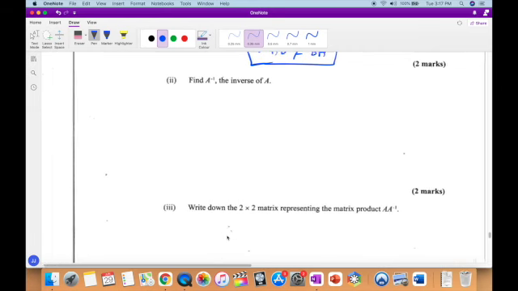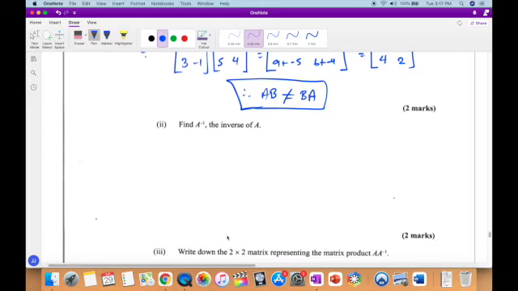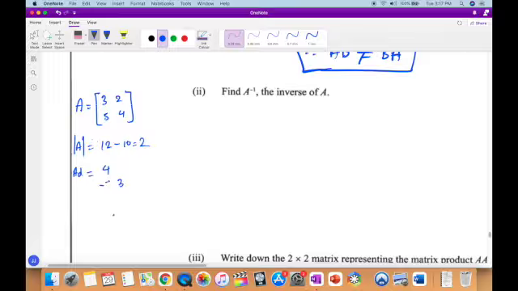Find A inverse, the inverse of A. So let's write out A first. A is 3, 2, 5, 4. And what do I need to find A inverse? I need the determinant of A, which is 4 times 3, 4 3s are 12, minus 5 2s are 10, which is 2. And then the adjoint, which is, we flip that, so 4 and 3, and then I put negative 5 and negative 2 there. So that is the adjoint.